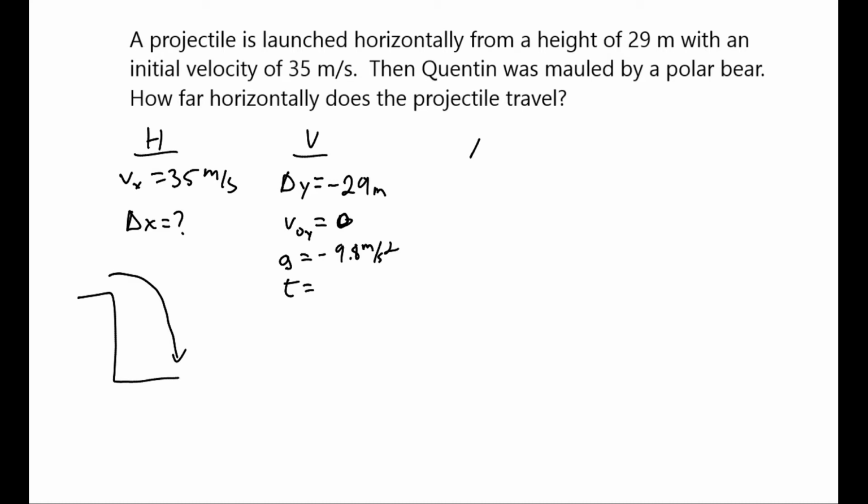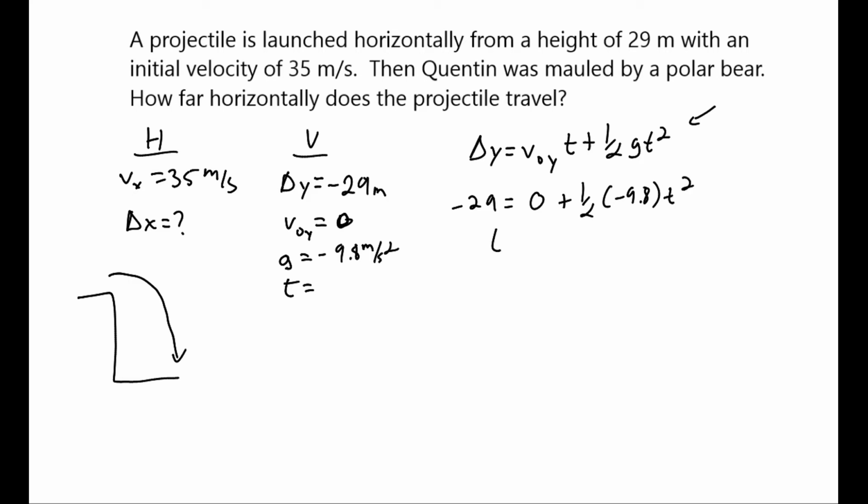So we're going to do delta y equals V0y t plus 1/2 g t squared. This equation is used a lot in these projectile problems, so you see yourself using this one over and over again. So we get negative 29 equals 0 plus 1/2 times negative 9.8 times t squared. And what do we get for our time? 2.43 seconds. So that's how long it was in the air for.